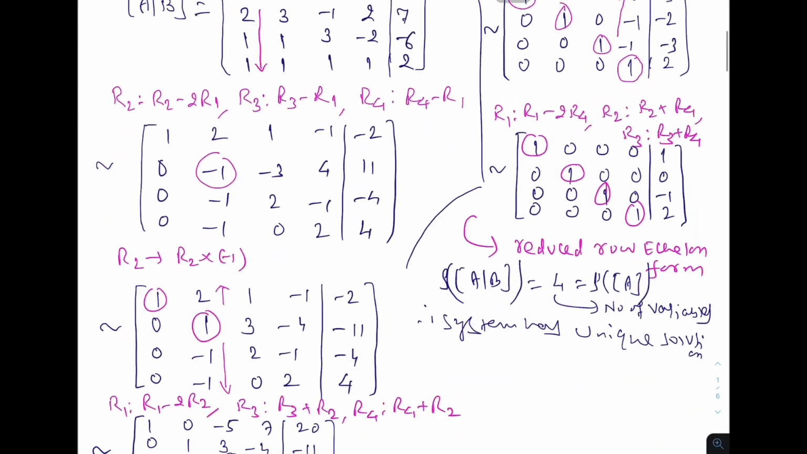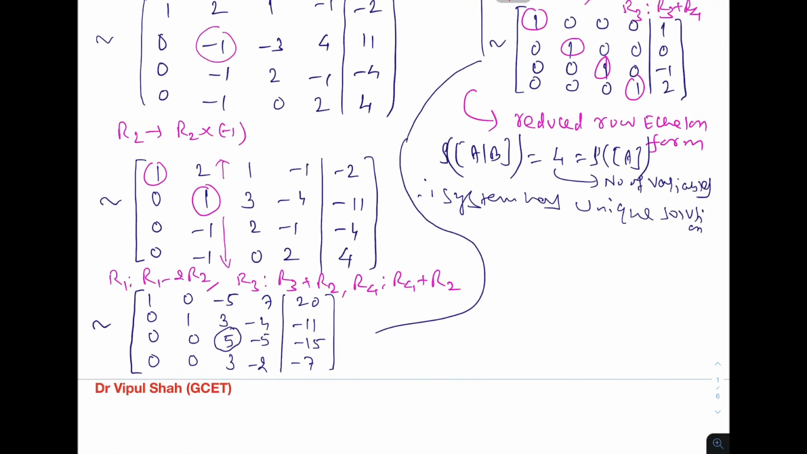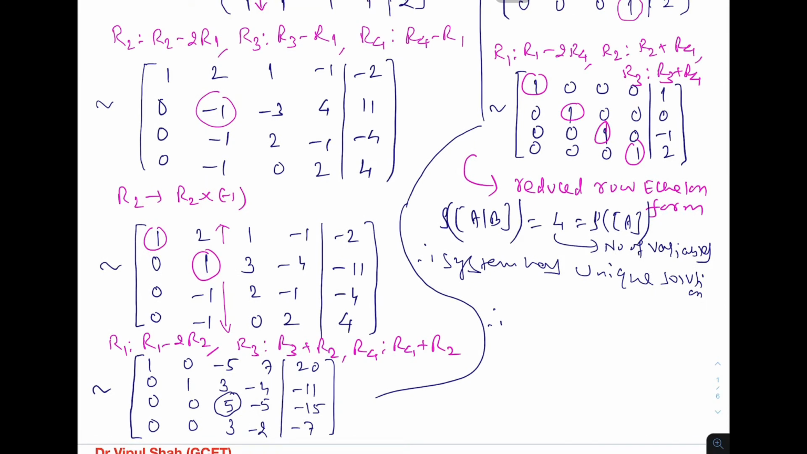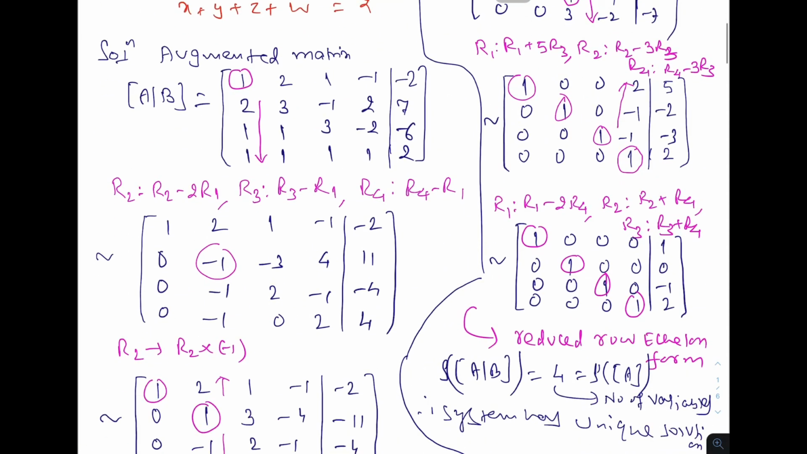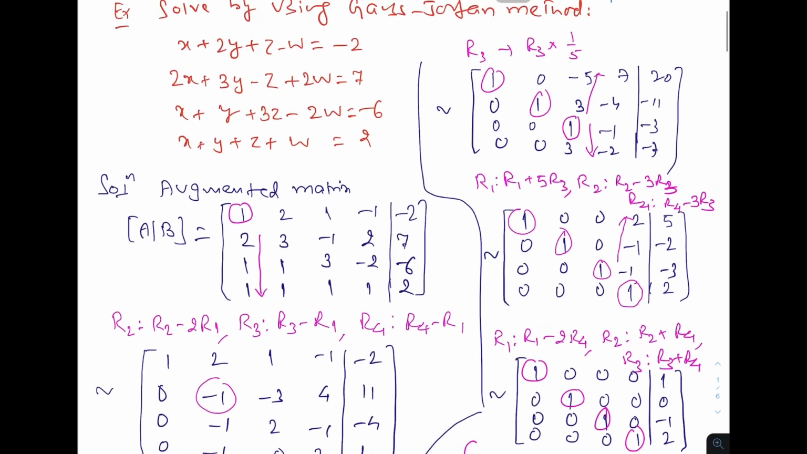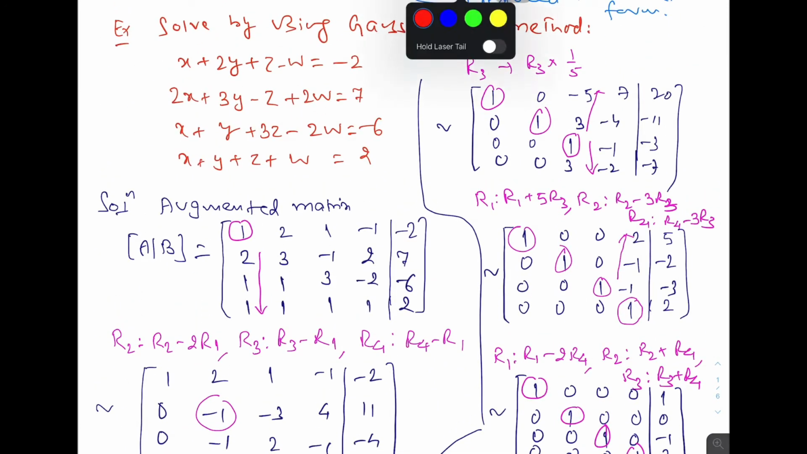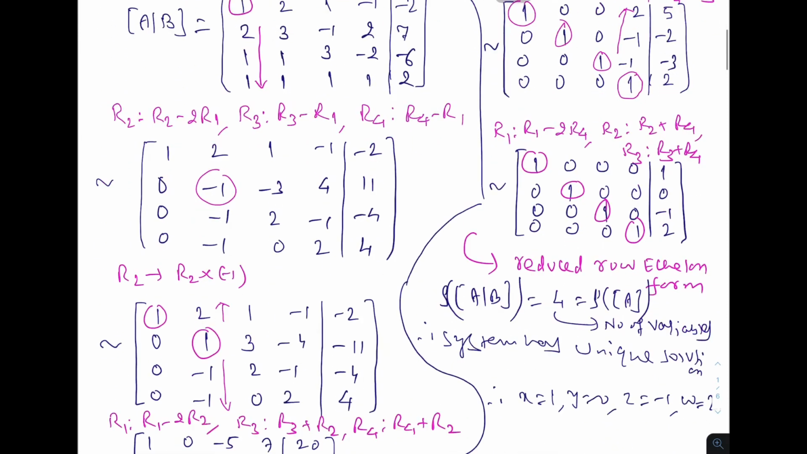And the variables are x, y, z and w. So the solution is, see from the first row you can see that x is 1, y is 0, z is -1, w is 2. So x equal to 1, y 0, z -1, w 2. You can verify this value by plugging it into the equations. Put all the values x, y, z, w in any equation, it will satisfy. So that's the answer.